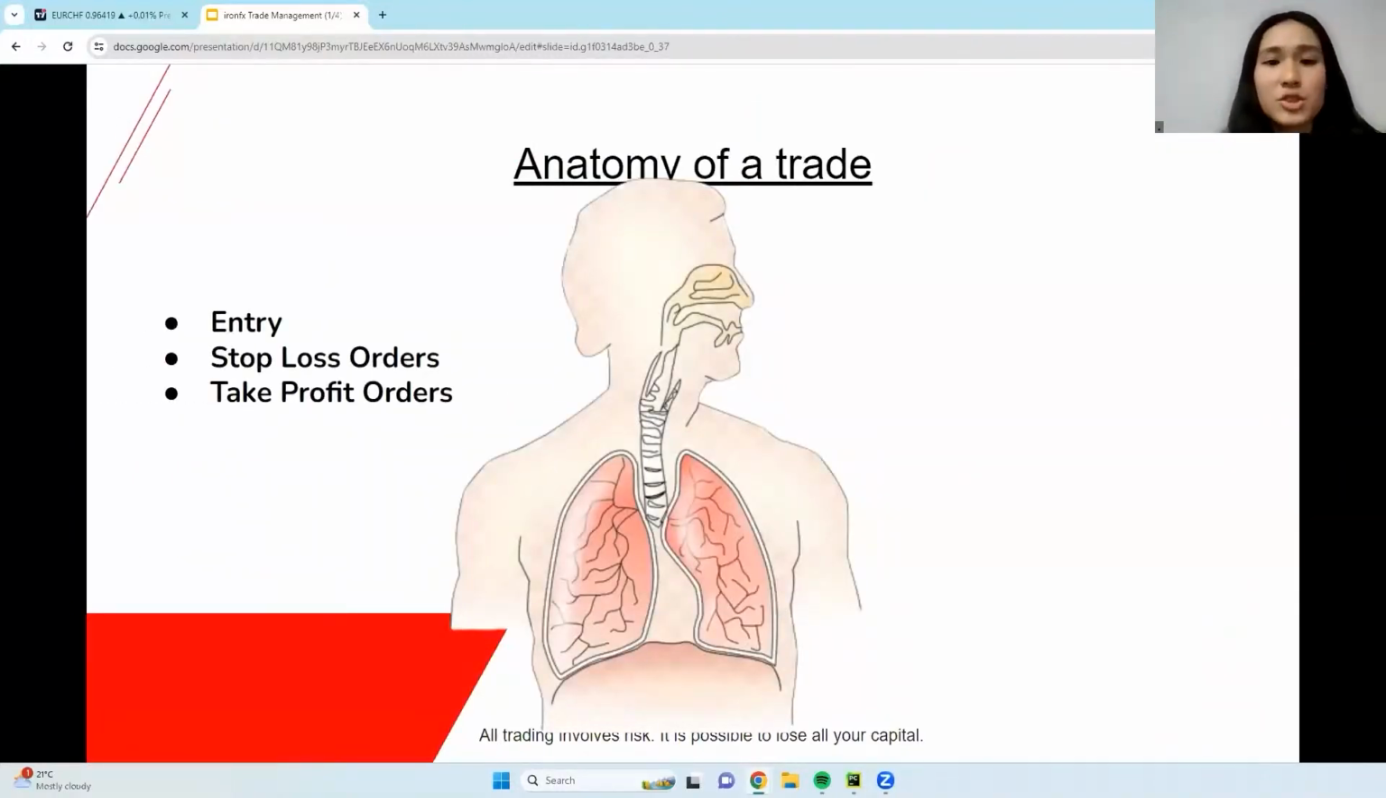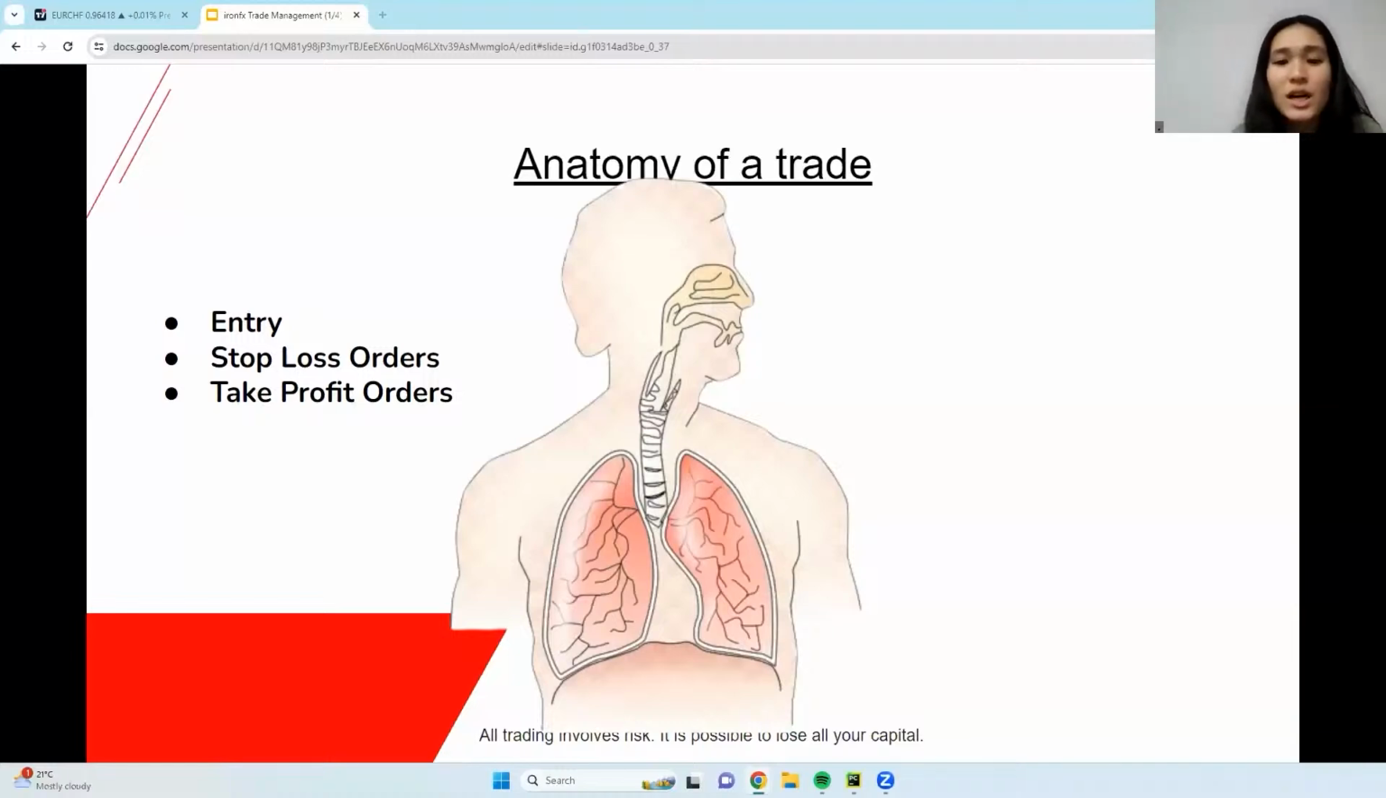So the anatomy of a trade. A trade basically consists of three basic components, right? We have the entry, which is where you place your orders, and then you have, of course, your stop loss as well as take profit orders.